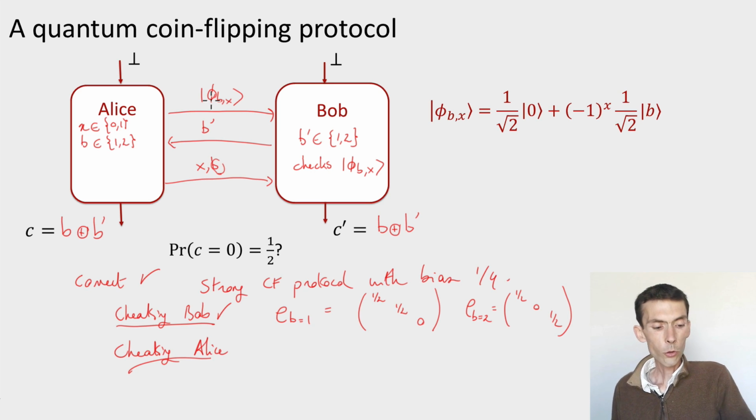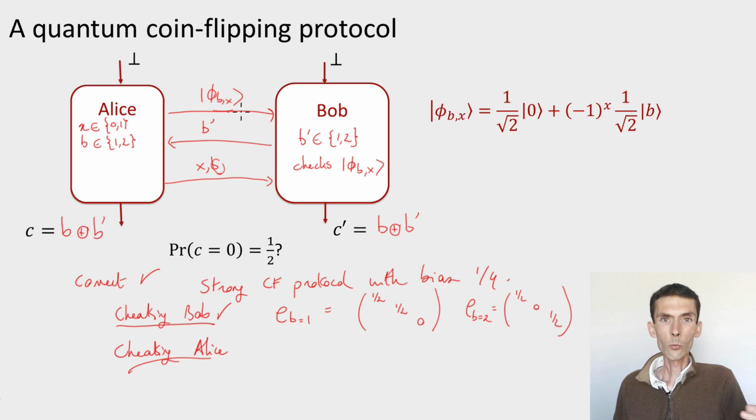In fact, for all we know, she doesn't even have to send one of the states phi_bx to start with. She could prepare, again, some complicated entangled superposition with some system that she's keeping to herself, maybe measure that system depending on b', and then depending on that, convince Bob that her b was something different than what it was originally. So the analysis becomes a bit messy, but it's not too hard to do, and you can argue that Alice's bias is at most a quarter.